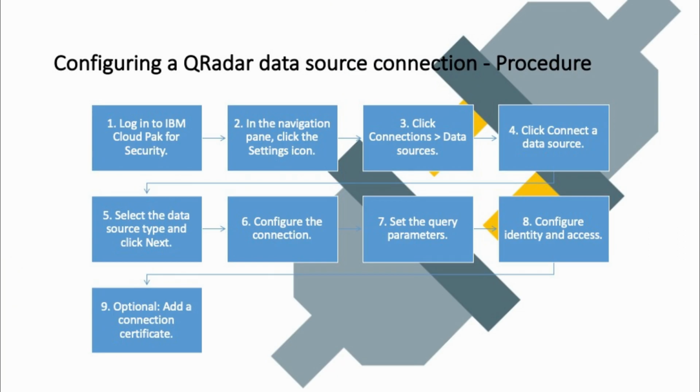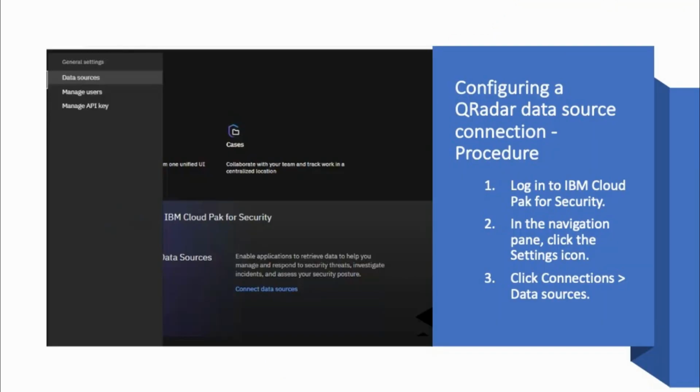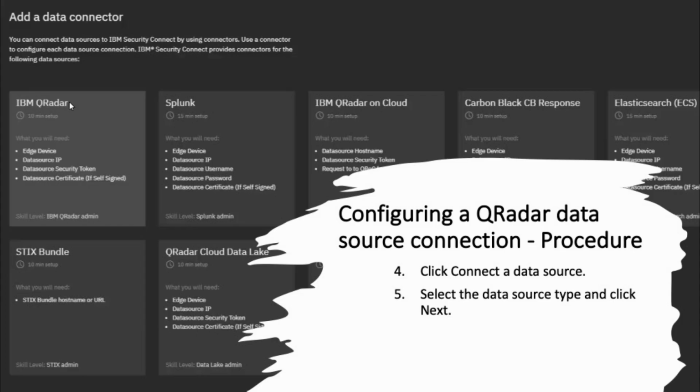These 9 steps are part of the procedure for configuring a QRadar data source connection. 1. Log into IBM Cloud Pak for Security. 2. In the navigation pane, click the Settings icon. 3. Click Connections then Data Sources. 4. Click Connect a Data Source. 5. Select the data source type and click Next.